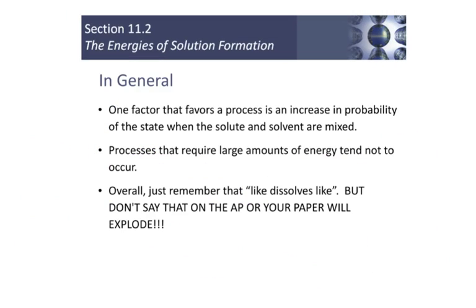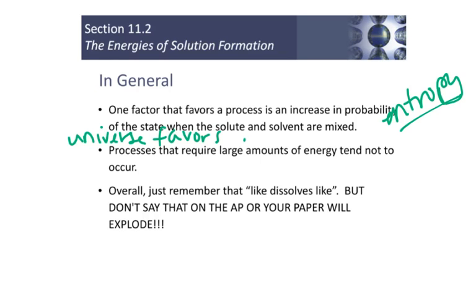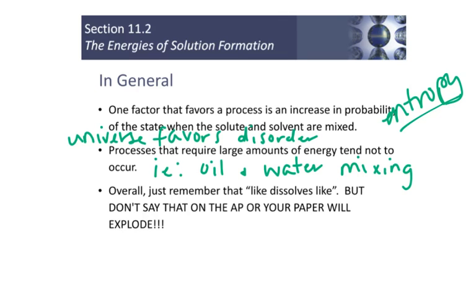All right. So in general, one factor that favors a process is an increase in probability of the state when a solute and solvent are mixed. That is entropy. Okay? So the universe favors disorder. Okay? Processes that require large amounts of energy tend not to occur, i.e., oil and water mixing. Takes too much energy to do it, so it's not going to happen. There's no energy advantage for it to mix, so it's not going to.